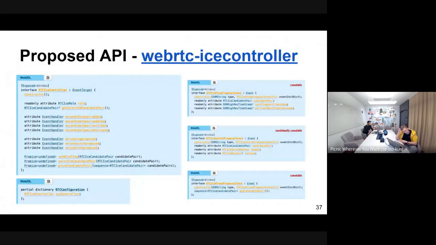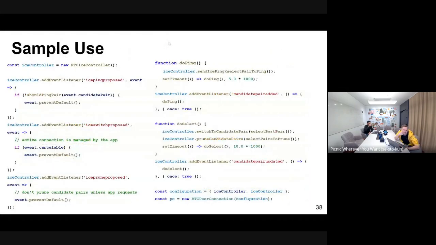So if we could go to the next slide. So this example shows just the overall mechanics of how the API might work. So on the left are callbacks for the proposal events. In this case, the application is deciding to take full control of ICE by canceling all the proposals generated by the browser. And then on the right is basically the application doing ICE by itself by deciding which candidate pair to ping, how often to do that. When it's gathered information from those connectivity checks, it decides which candidate pair to use for transport and then which candidate pairs to prune away. So that's the overall mechanics.